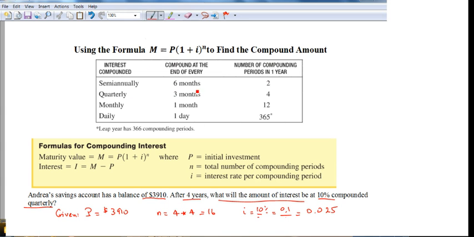Semi-annual is twice a year. When the interest is compounded semi-annually, twice a year, the number of compounding periods in 1 year will be 2. And quarterly, the interest will be compounded every 3 months, so the number of compounding periods in 1 year will be 4. Monthly, it will be 12 times in 1 year, and daily is either 365 or 366. It depends on whether we have a leap year, which happens every 4 years.